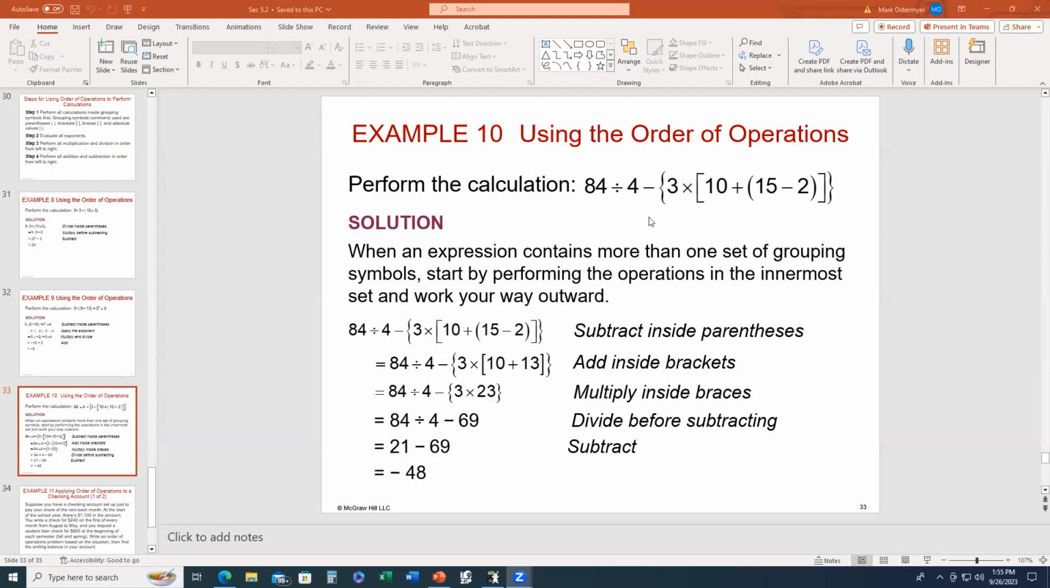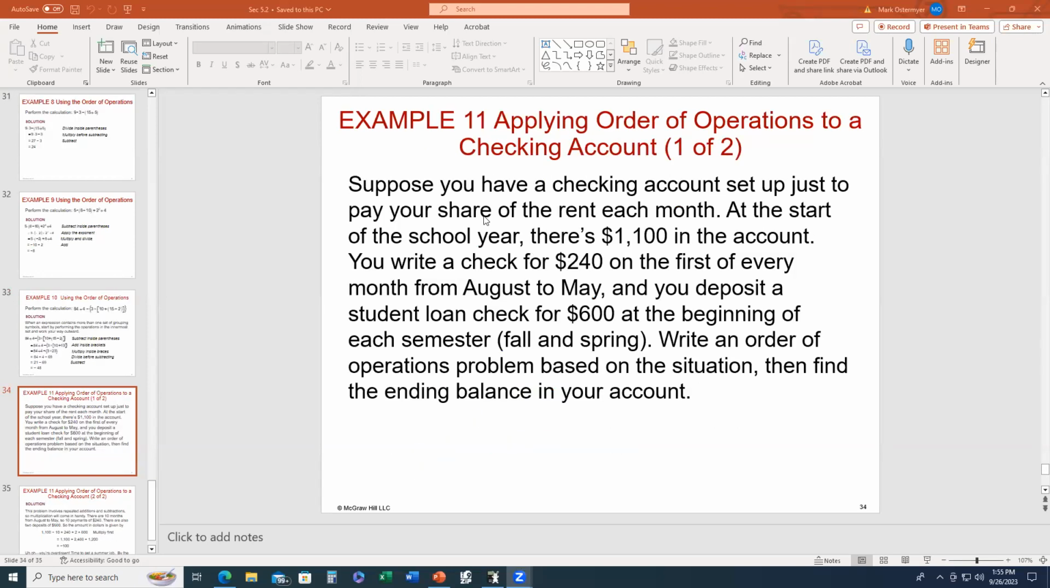Okay. All right. Suppose you have a checking account set up just to pay your share of the rent each month. At the start of the school year, there is $1,100 in the account. You write a check for $240 on the first of every month from August to May, and you deposit a student loan check for $600 at the beginning of each semester, fall and spring. Write an order of operations problem based on this situation, then find the ending balance in your account. Well, golly, what do you think we would start with first?